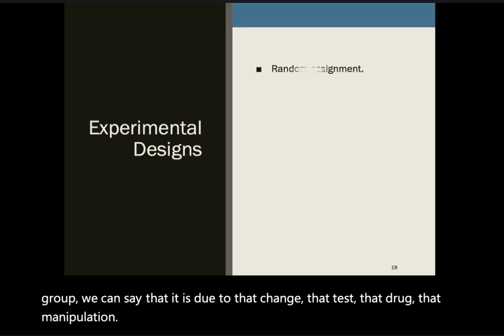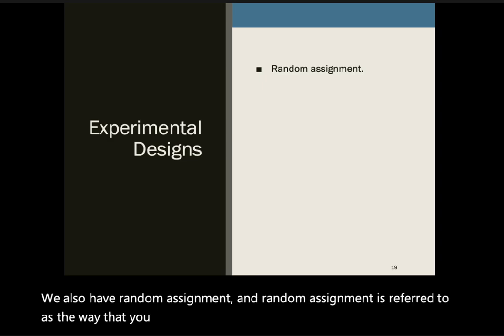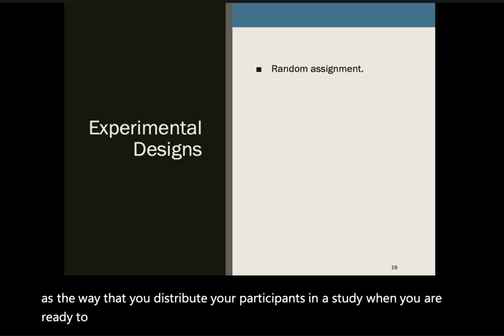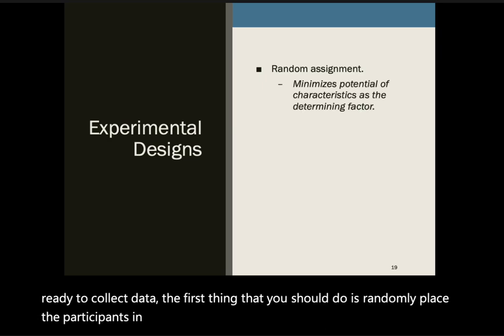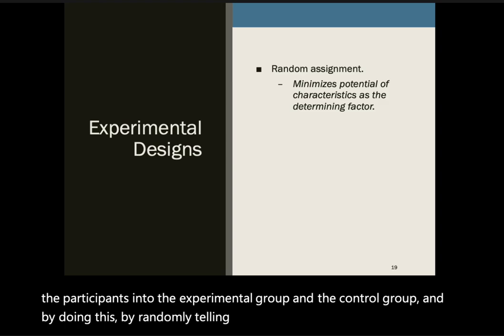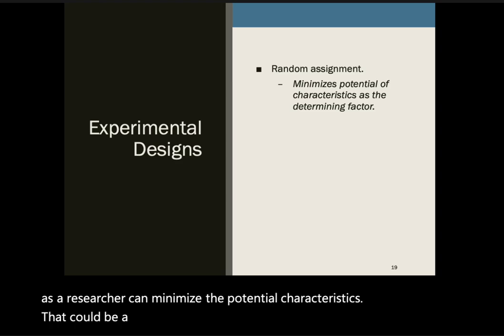We also have random assignment. Random assignment refers to the way that you distribute your participants in a study. When you are ready to collect data, the first thing that you should do is randomly place the participants into the experimental group and the control group. By randomly telling participants which group they're in, you as a researcher can minimize the potential characteristics that could be a determining factor in your research.